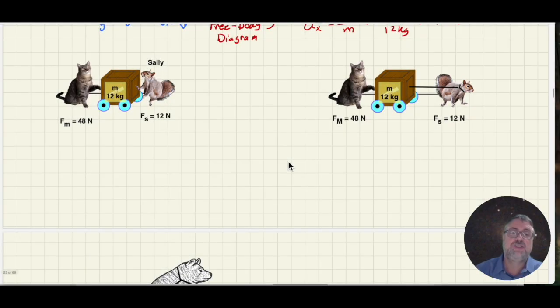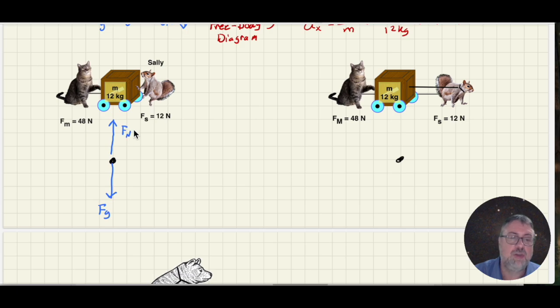So on the pictures below, I have added Sally, Sally the squirrel, which is either helping or hurting Max. So again, if I represent the forces here, and so here Sally is not helping Max, so I would label my forces this way. Again, I have the force of gravity acting downwards.